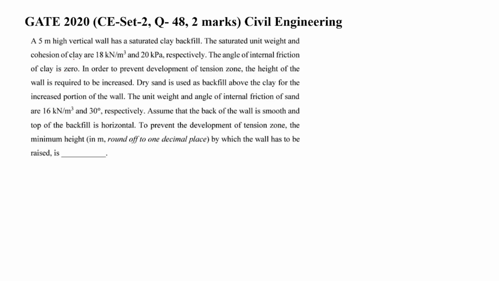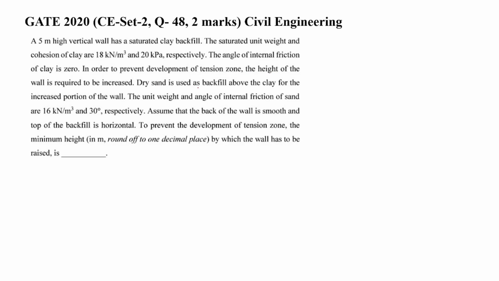A 5-meter height vertical wall has a saturated clay backfill. The saturated unit weight and cohesion of the clay are 18 kN per meter cube and 20 kPa respectively. The angle of internal friction of the clay is 0. In order to prevent the development of tension zone, the height of the wall is required to be increased.